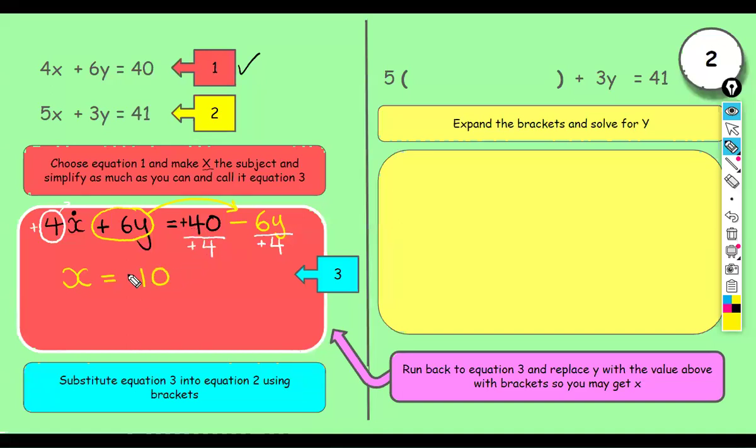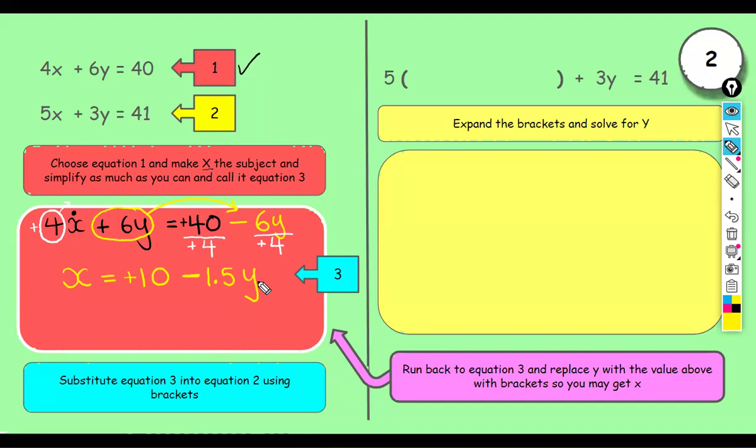A positive divided by a positive is a positive. I see somebody said a positive divided by a positive is a negative. That's not true. 6 divided by 4 is 1.5. Don't forget to put back the y, and a negative divided by a positive is a negative. This is as simple as it will get. And we name this equation equation 3. So once we choose equation 1 and make x the subject, and we simplify it, we get to call it equation 3. 6, once again, 6 divided by 4 is 1.5. You can try it on your calculator.